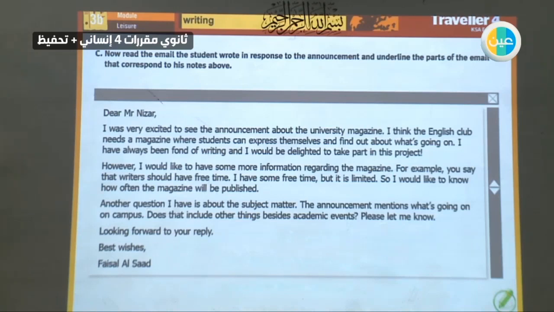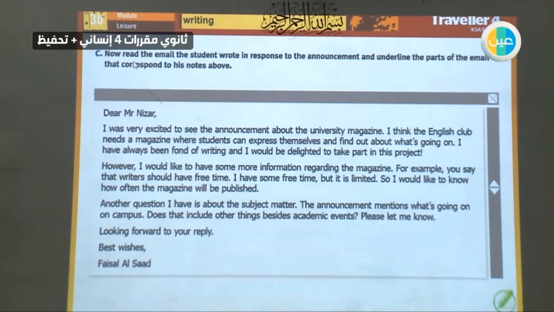Another question I have is about the subject matter. The announcement mentions what's going on campus. Does that contain other things besides academic events, besides classes? Please let me know. Looking forward to your reply. I can't wait to read your reply. Best wishes, Faisal Assad. So here, this is the email from Faisal to Mr. Nizar.